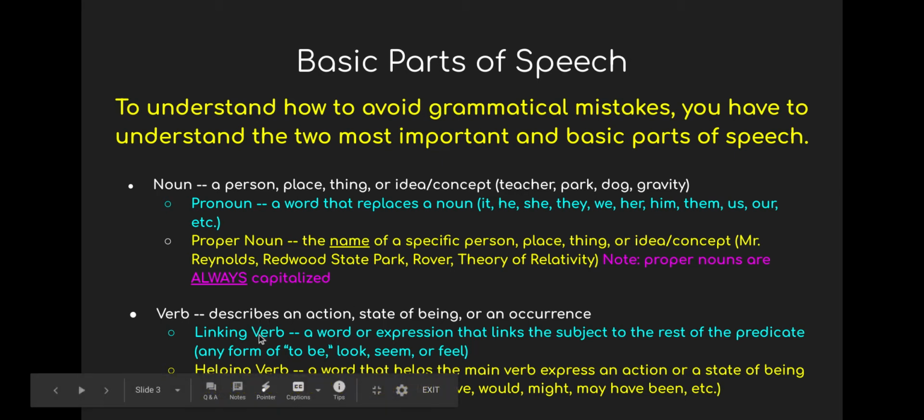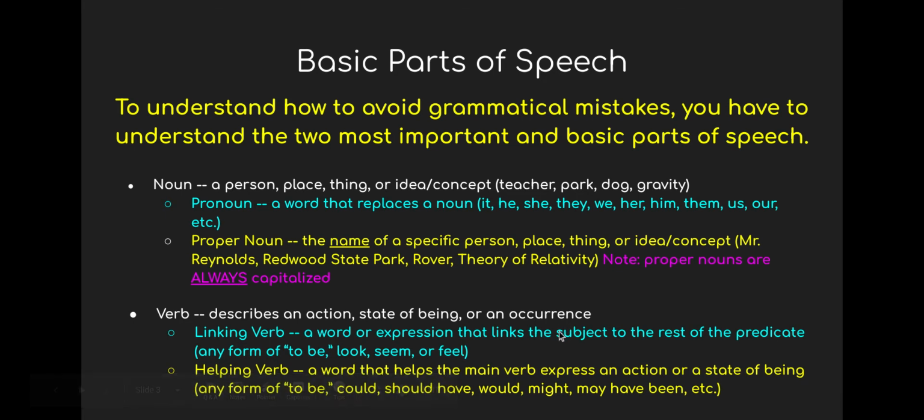So you have linking verbs. Another occurrence that I wanted to talk about was develop. So you can develop something, that would be an occurrence, right? A linking verb is a word or expression that links the subject to the rest of the predicate. So any form of to be is a linking verb. Look, seem, or feel. So he seems unhappy. She looks tired. I feel sad.